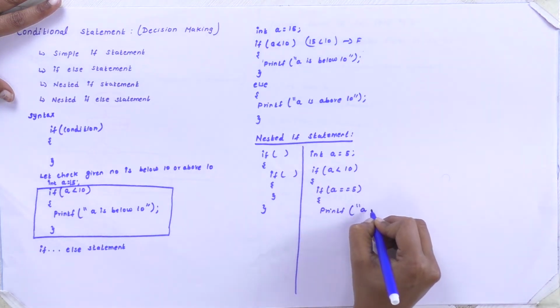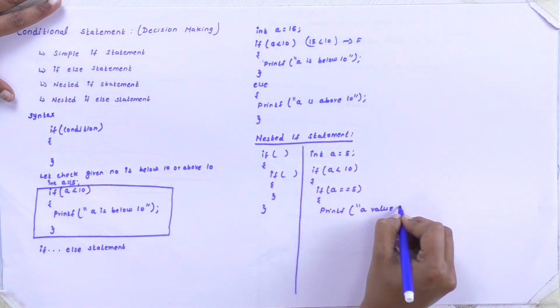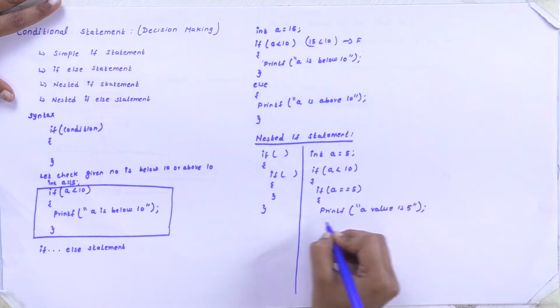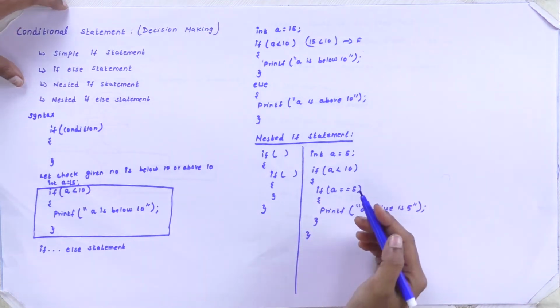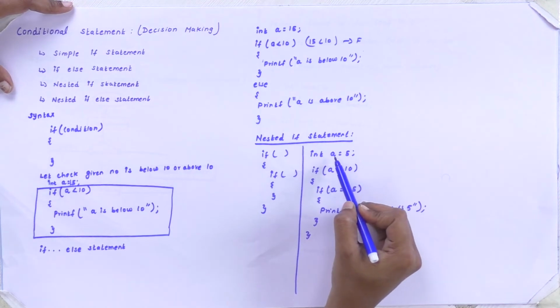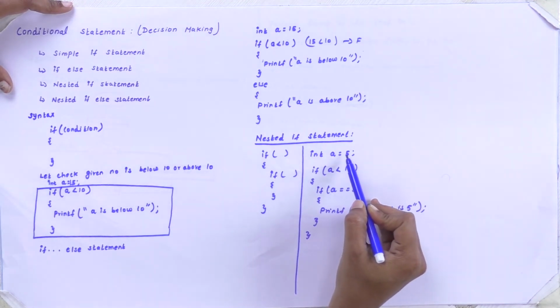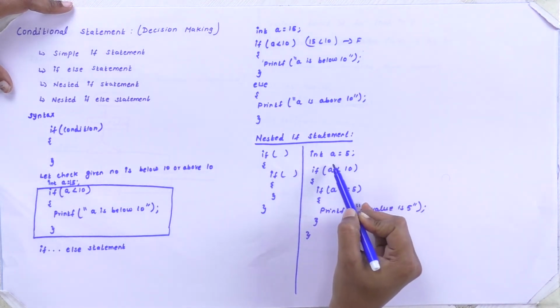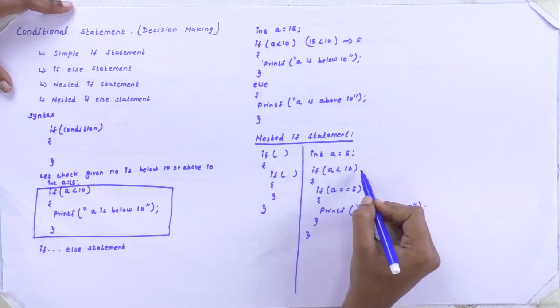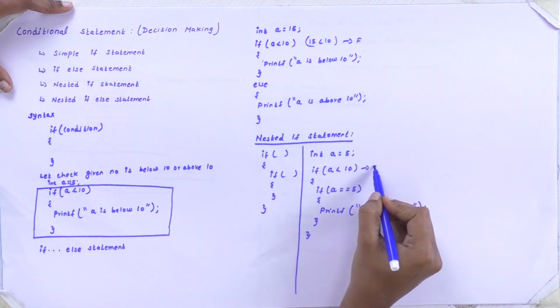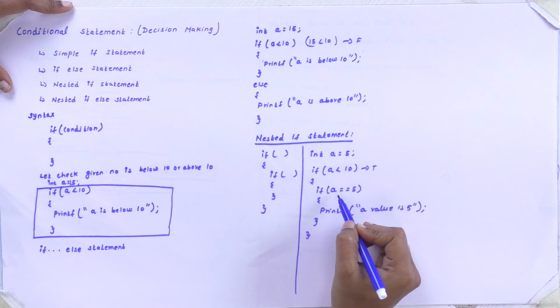Printf a value is 5. So here is how it works: a value is 5. First it will check this if condition, 5 less than 10. The condition becomes true, so it will enter into the if condition.